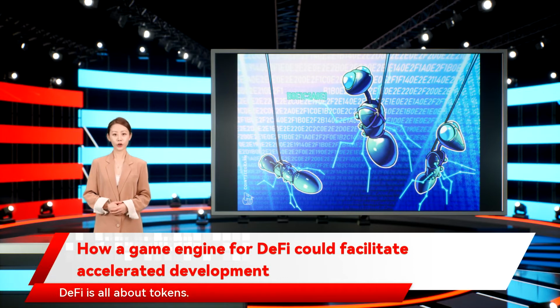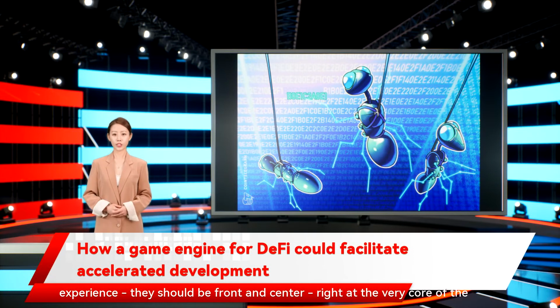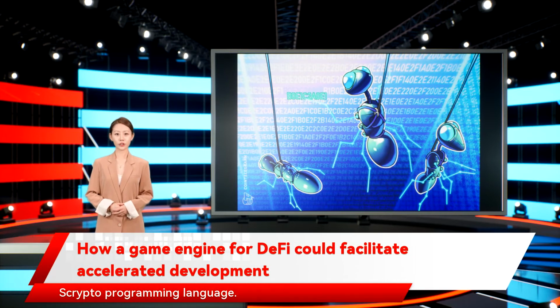DeFi is all about tokens. This means tokens shouldn't be an afterthought to the development experience. They should be front and center, right at the very core of the platform. That's why the right programming language can accelerate the development of not only a single platform, but an entire industry. An example of this being done is Radix, a Layer 1 protocol, which uses asset-oriented programming and is introducing it with its crypto programming language.